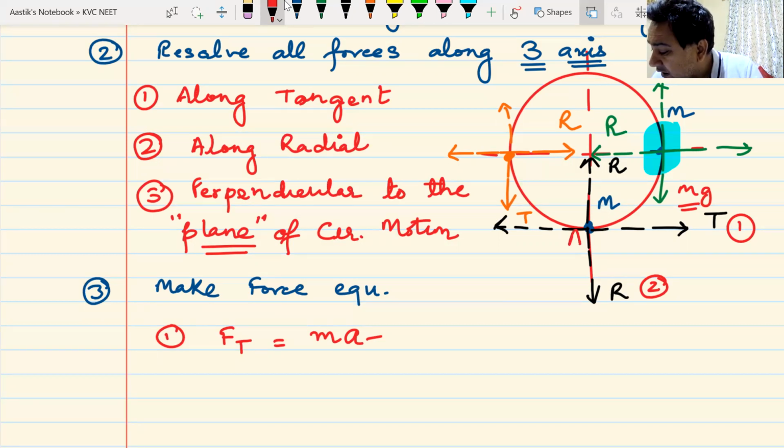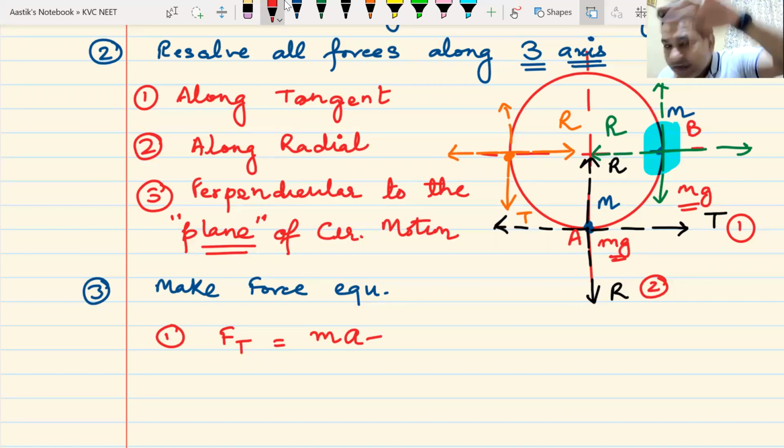point A and B, I hope everyone can see point A and B. A is the lowest point, B is the horizontal point. Between point A and B, at point A, gravitational force is downwards. Gravitational force is always downwards. At point A, it is also downwards. At point B, it is also downwards. But remember, here our axes are not downward and horizontal. Our axes are changing. Let us talk in terms of radial and tangential direction.